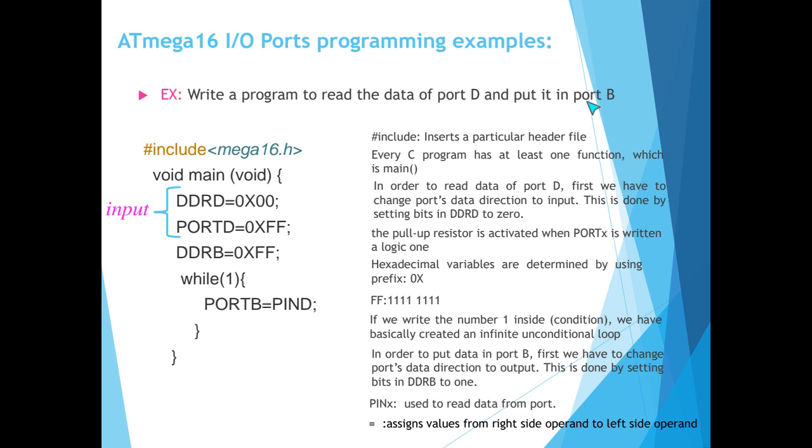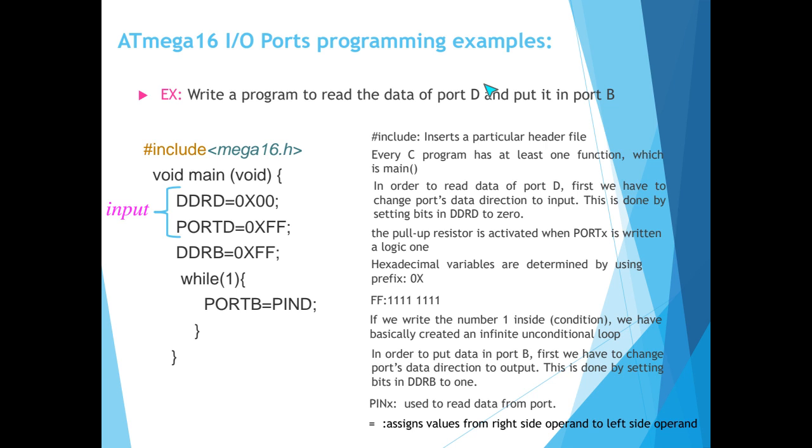Okay, as we discussed, for reading data from a port or one of the pins or some of the pins of a port, we need to configure that port as input. For configuring the port pins as input and output, we use the DDR register. Here we want to configure port D as input.